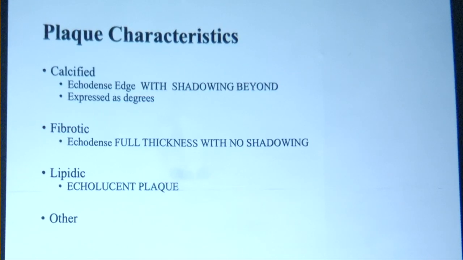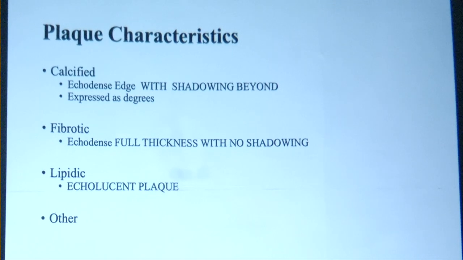The next thing you look at in your pre-PCI IVUS is the plaque characteristics. Now, plaque characteristics, you can write a book on it. So does that mean you go through the textbook every time you do a pre-PCI IVUS analysis? And the answer is probably not. You want to look at the big blocks here. And the most important aspect of the plaque characteristic that we want to learn is calcification or no calcification. And if calcification is yes, then how much calcification?